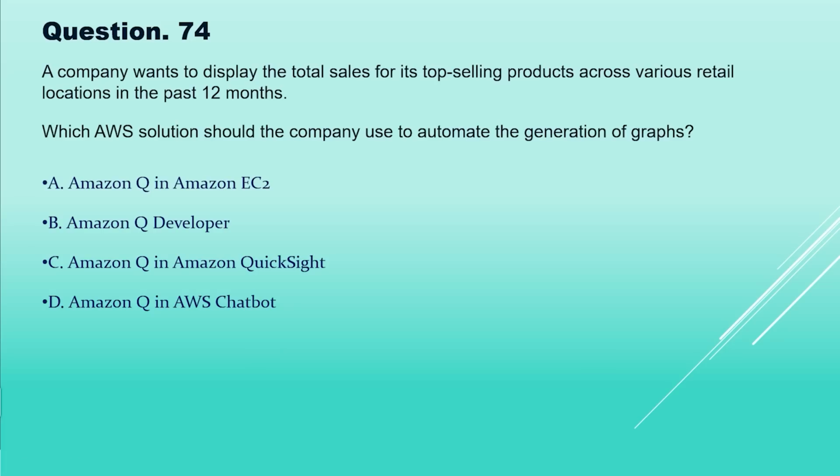And the correct answer here will be option C, Amazon Q in Amazon QuickSight. Because Amazon Q is a feature within Amazon QuickSight that allows users to ask questions about their data in natural language and receive visualizations as responses. This functionality is particularly useful for generating graphs and visualizations based on specific queries regarding sales data.